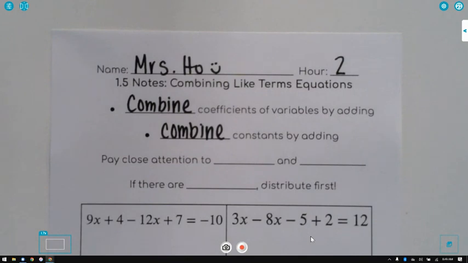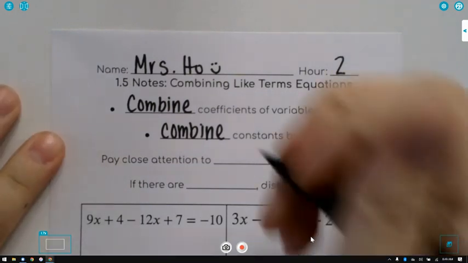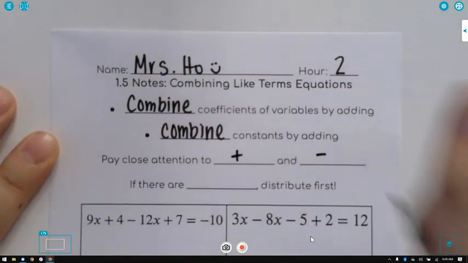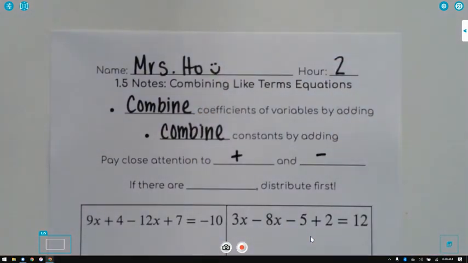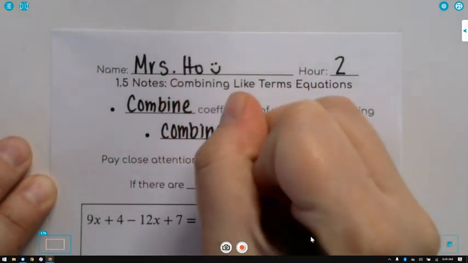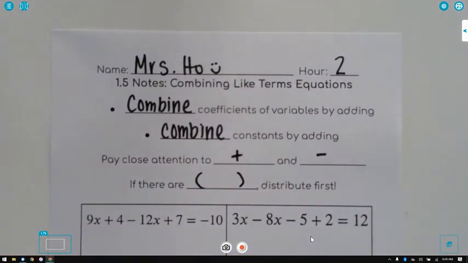Okay. The entire time you are combining, you need to make sure that you're paying attention to your positives and your negatives. And then the last thing is, if there are parentheses, distribute first. Don't wait to distribute. You can't combine with something that's in those parentheses until after you've distributed.